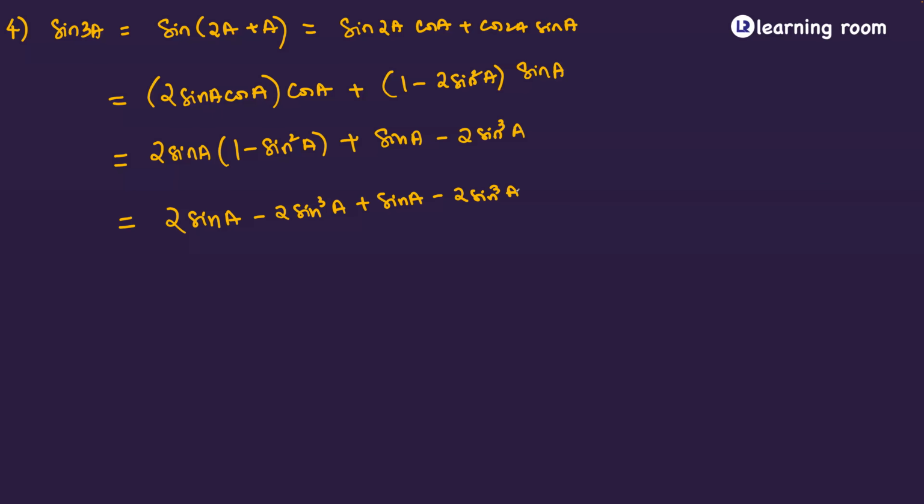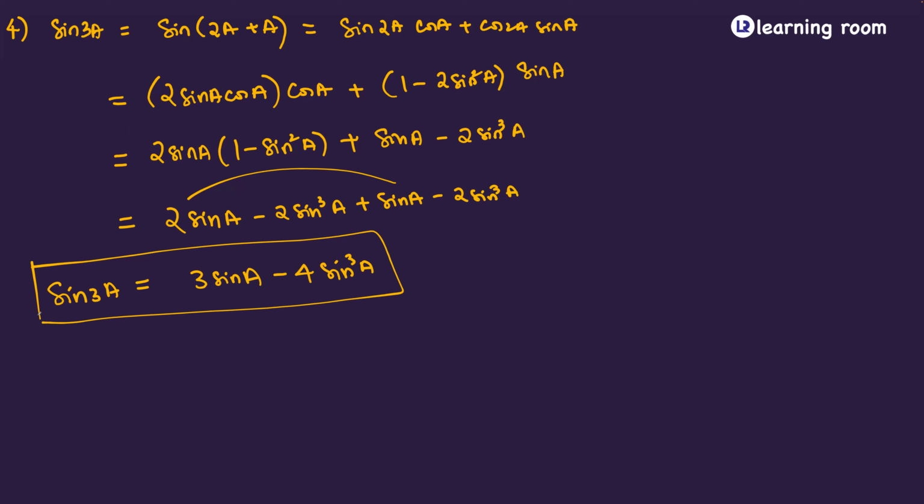Okay, so 2 sine A plus sine A is going to give me 3 sine A minus 2 sine cube A minus 2 sine cube A is minus 4 sine cube A. And this is the expression for sine 3A. There is only one expression. And this is expected to be remembered. It is 3 sine minus 4 sine cube. So you can remember it like this. 3s minus 4 s cube. Okay. So make a note of this.